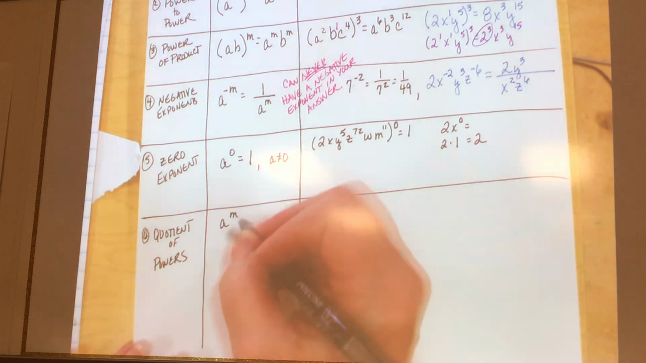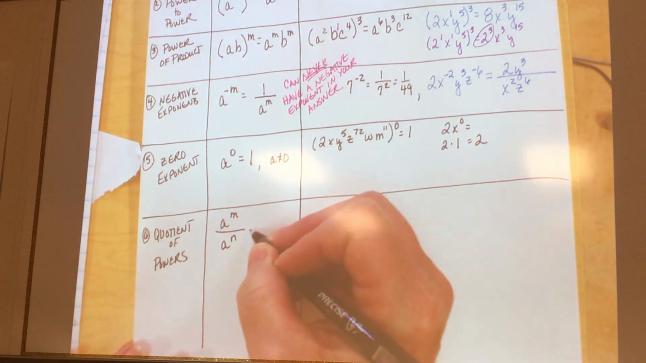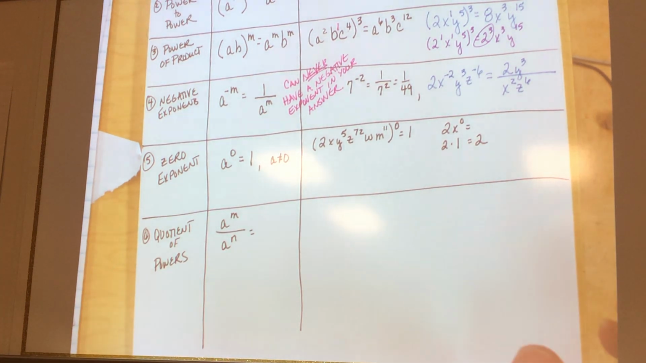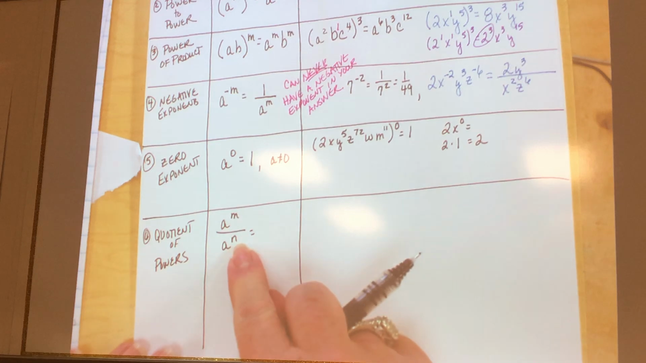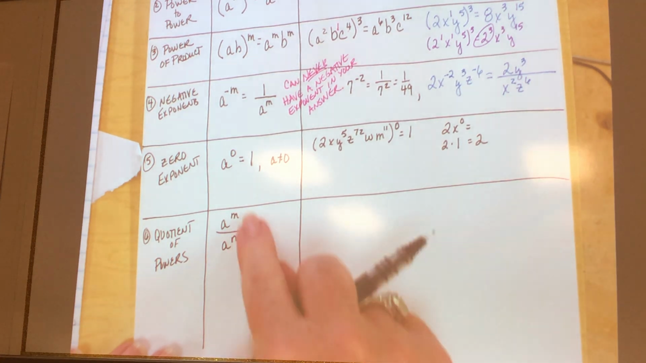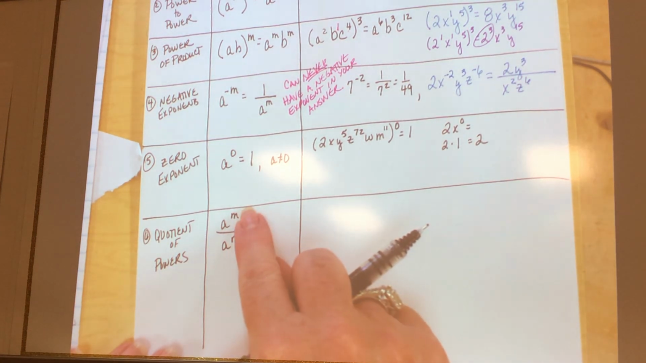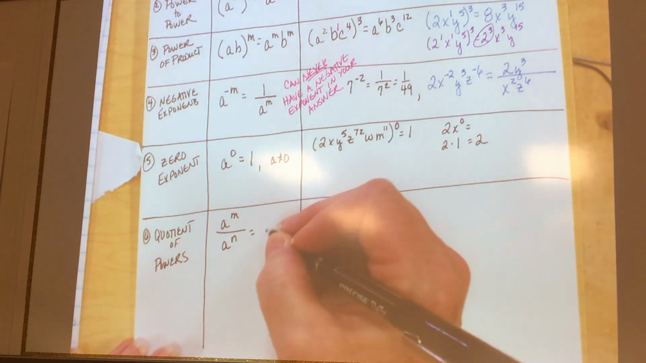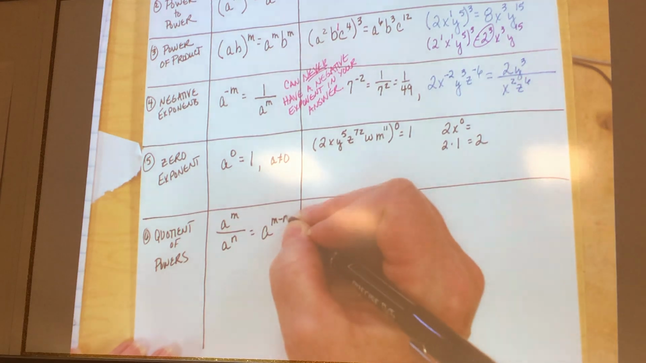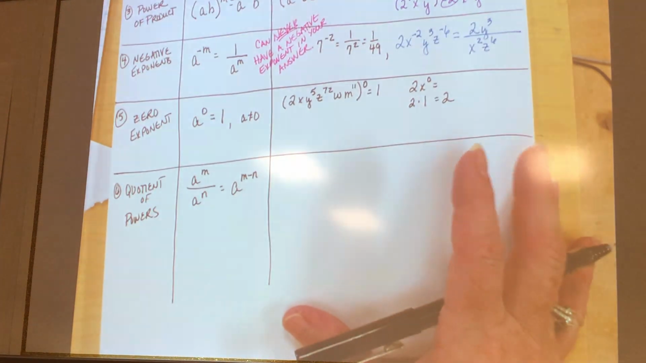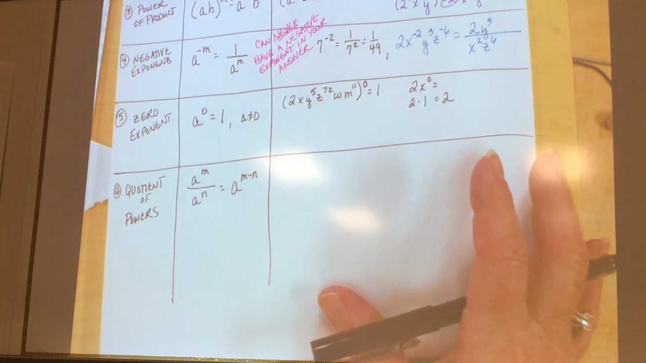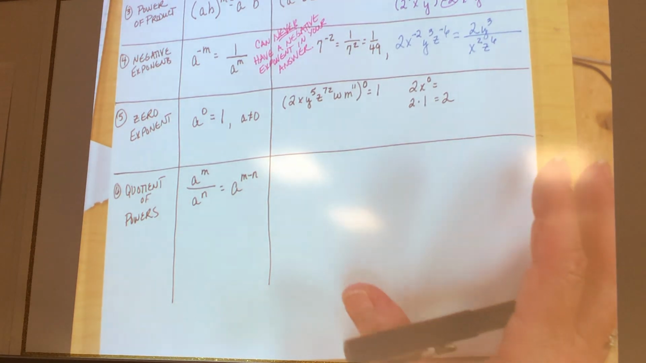So a to the m over a to the n. Now, if I'm going to subtract them, who goes first? Yes, the top guy goes first. This guy right here, okay? So take the base and subtract your exponents. Now, I teach it a different way, so I'm going to show you both ways, okay? I teach it a different way because some kids mess up on this one.